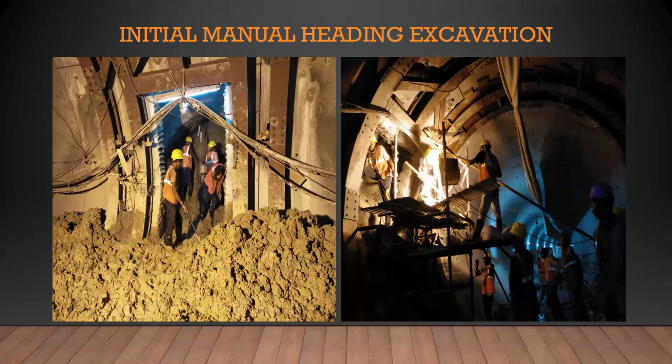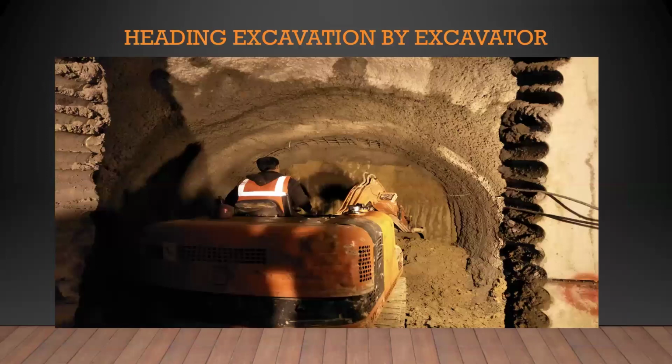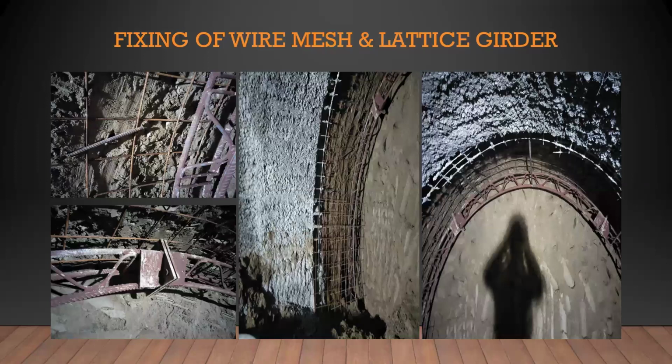This is the initial manual heading excavation. Heading excavation by excavator. After the excavation, we need to install the wire mesh with 6 mm thickness. Then a seal coat of shotcreting will be performed, a 50 mm seal coat of shotcreting.